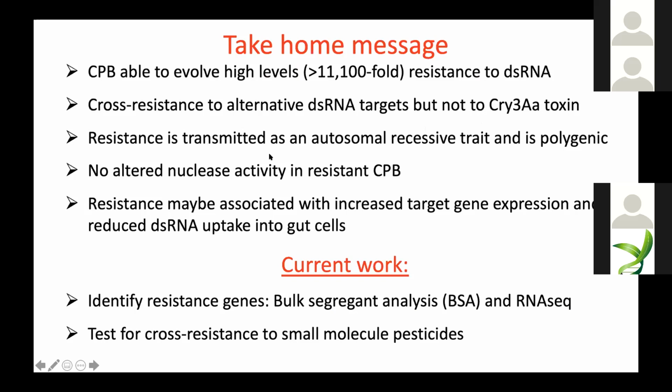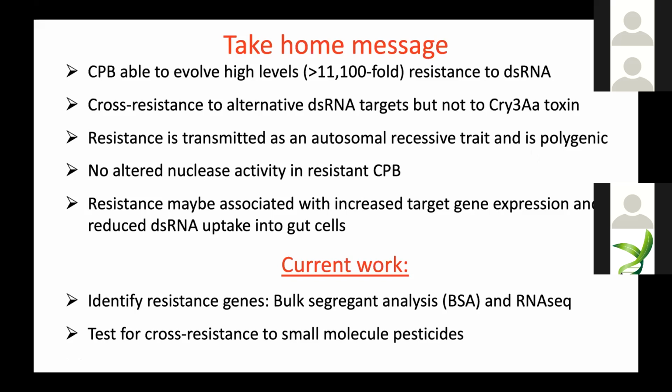Resistance is transmitted as an autosomal recessive trait, and in CPB is polygenic, in contrast to the at least single locus. We don't know if it's monogenic or polygenic in Diabrotica virgifera. There is no altered nuclease activity that participates in resistance in CPB, but resistance is associated with both an increased target gene expression and reduced uptake of the double-stranded RNA into the gut cells.